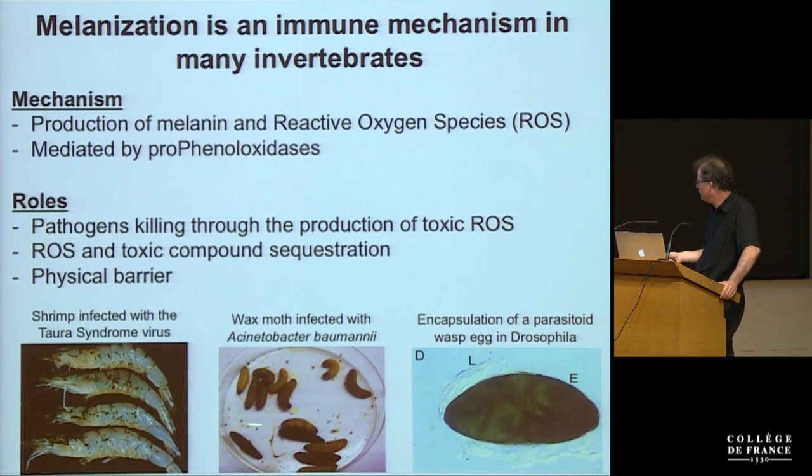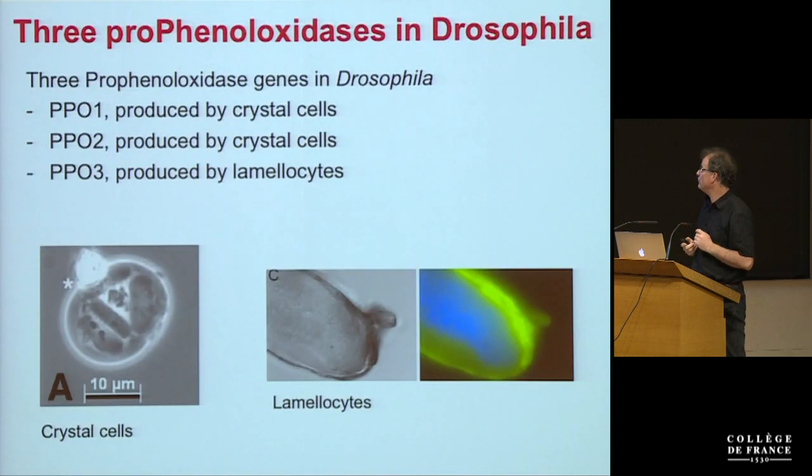You see, it's quite spectacular. Insects turn black when they are infected. The roles of melanization are multiple: pathogen killing through the production of toxic reactive oxygen species, compound sequestration (people believe that melanin can sequester reactive oxygen species), and a physical barrier, when you want to encapsulate the wasp and put inside all the toxic compounds while protecting the host.